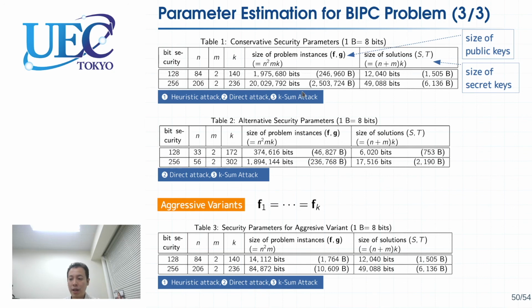So this is the table of our parameter estimations. In the conservative one, we take into account all attacks, but in the relaxed one, we only take care of the direct attack and the k-sub attack. And we also propose what we call the aggressive variant, where we set the whole f1 to fk into the same set of polynomials. You can see that the size of the problem instance here will be the size of the keys in our PKE scheme, and the size of the solution here will be the size of the secret key. This here is quite large. That's why we propose the aggressive variant.